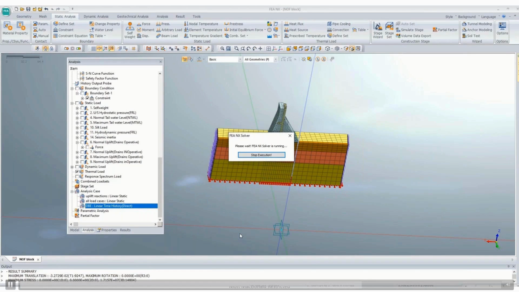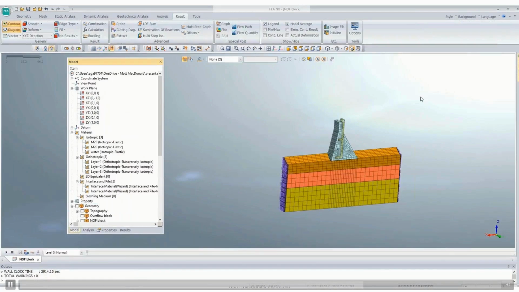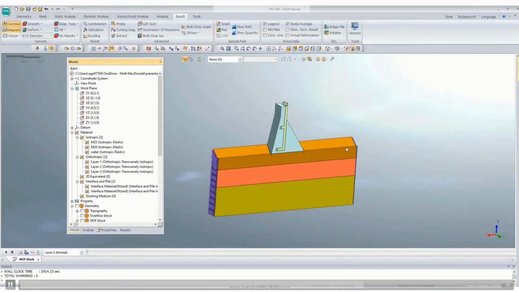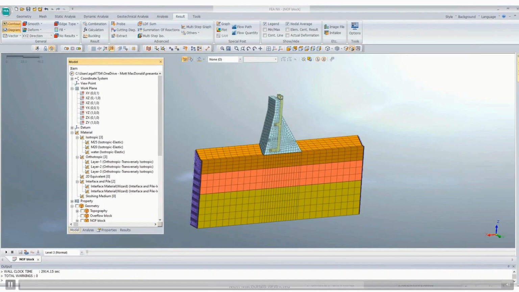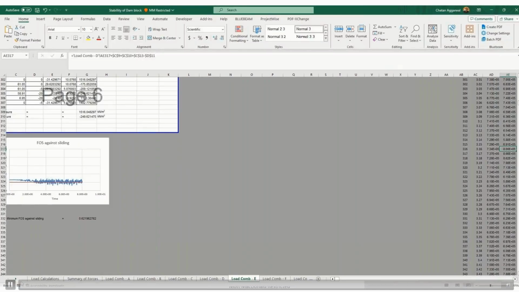Okay, I'll resume the recording after it is completed, and while it is computing, I'll just put off the recording. I'll come back again. So the analysis has been completed. Before seeing the result, let's go to the time history data.